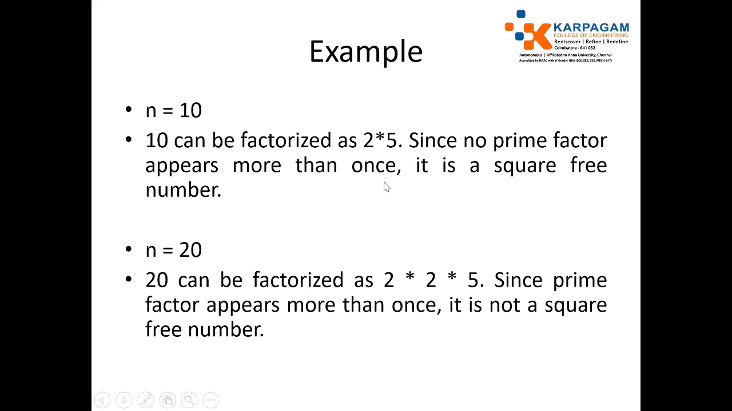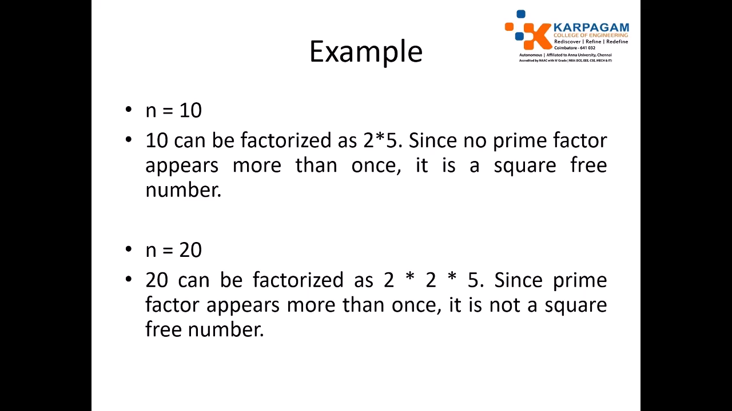So since it is a square free number, consider another number n equal to 20. So 20 can be factorized as 2 into 2 into 5. Here 2 appears more than one time, no? So it is not a square free number. In this way we can identify whether a particular number is a square free number or not. For example, if n is given as 20, we need to identify the square free numbers which divide n.